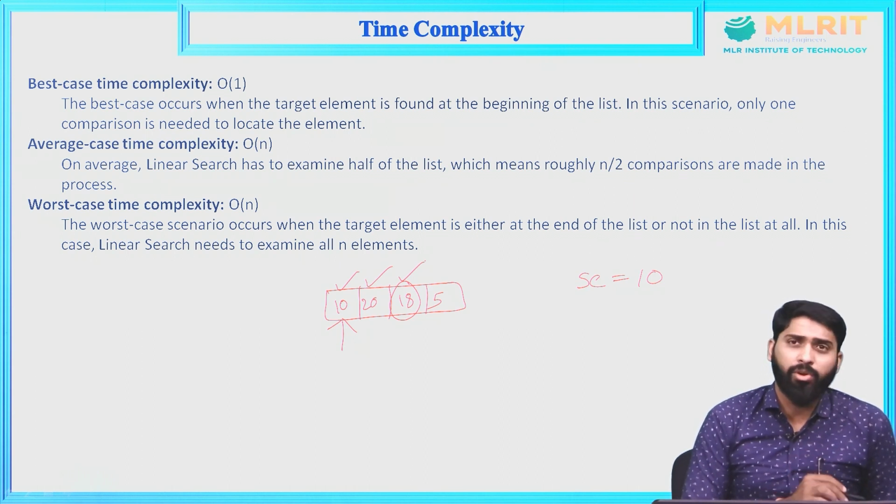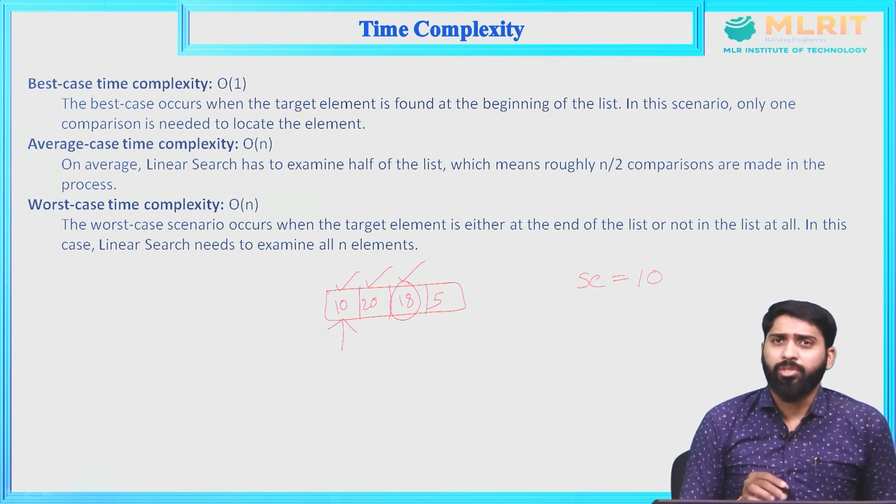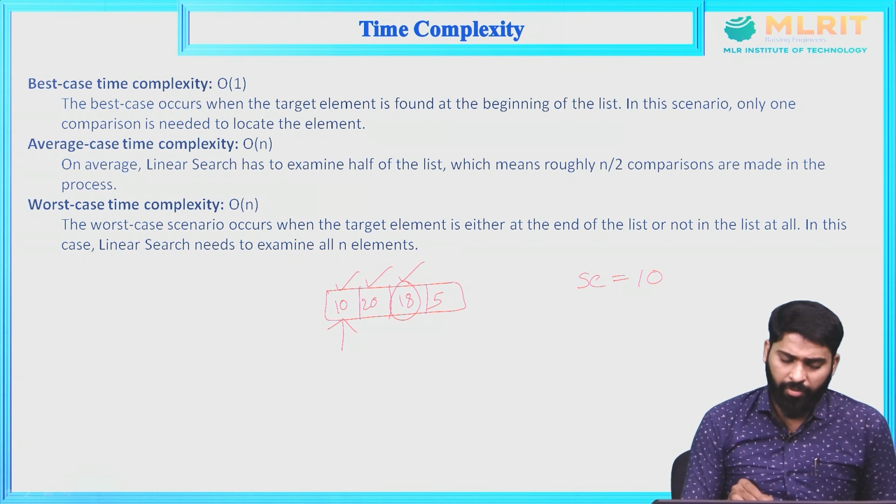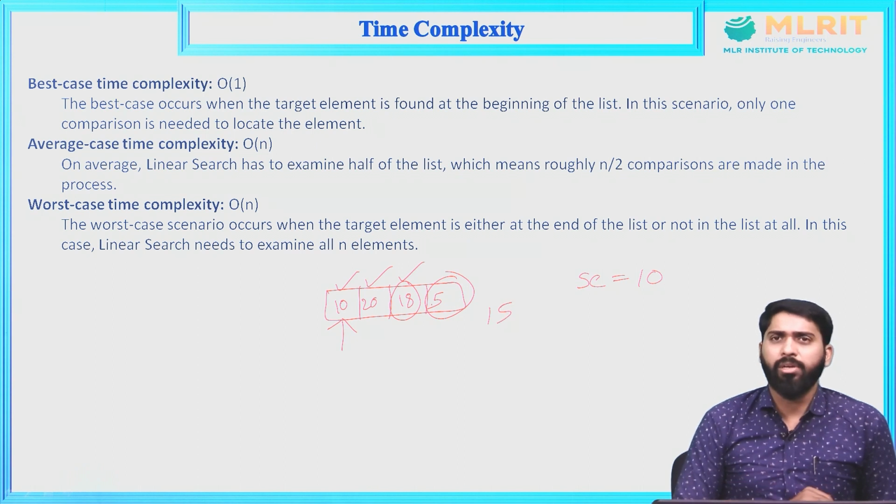Okay. So worst case means either we check all the elements, or maybe the element is not found. So this is the worst case. Here in this case, if you search for 5, that is the worst case, or you search for an element like 15, that is also the worst case.